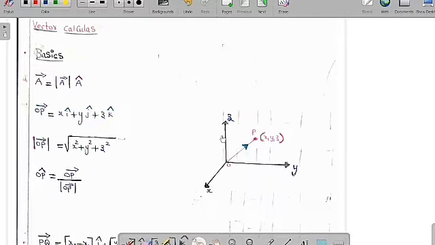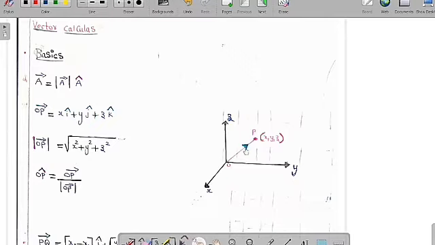So OP bar is the final point minus the initial point, which is (x minus 0) i cap plus (y minus 0) j cap plus (z minus 0) k cap. If you solve this, we get OP bar equal to xi cap plus yj cap plus zk cap. Now I want to know the magnitude of that vector. The magnitude is the distance from the origin to that point, which is the square root of x square plus y square plus z square.